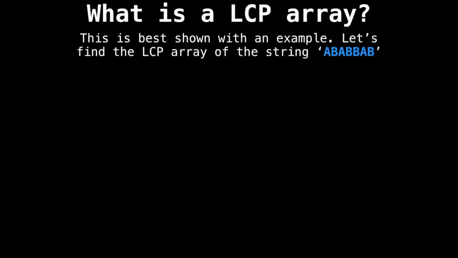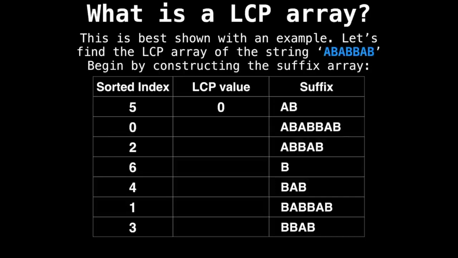In the following example, we'll find what the LCP array is for the string ABABBAB. The first thing we'll want to do is construct the suffix array for our string to find out what all the sorted suffixes are. Notice that the very first entry that we placed in our LCP array, that is the middle column, is 0. This is because this index is undefined, so we'll ignore it for now.